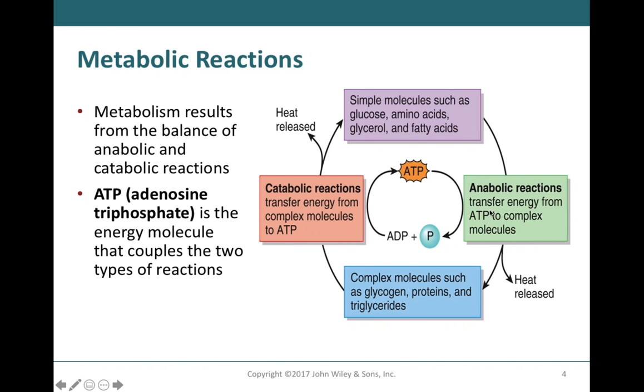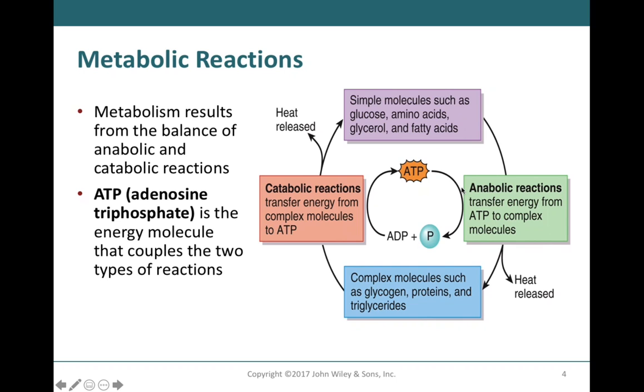So we can follow the arrows and see how these reactions are going to progress. So these more complex molecules are things like glycogen, proteins, and triglycerides. So these are the more complex versions of all of these smaller parts put together. Now through an anabolic reaction, we're going to require ATP, and you can see this arrow as it comes through here.